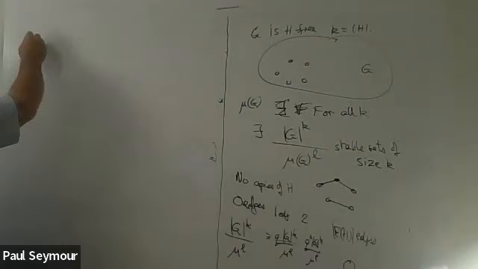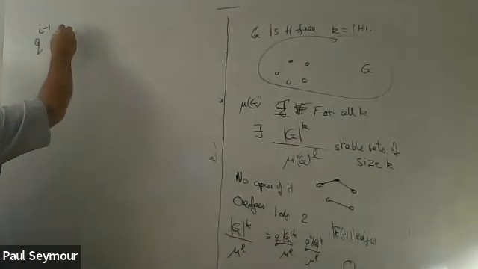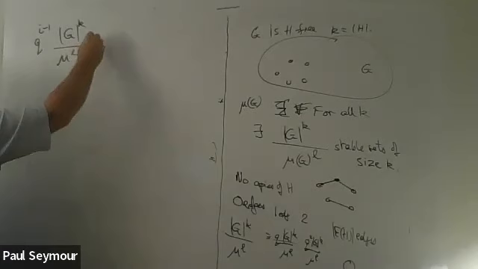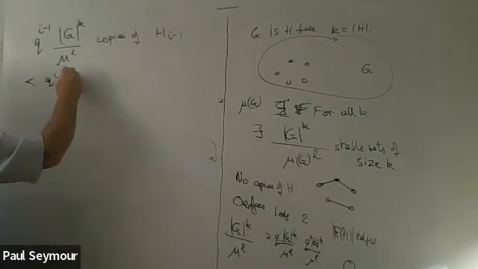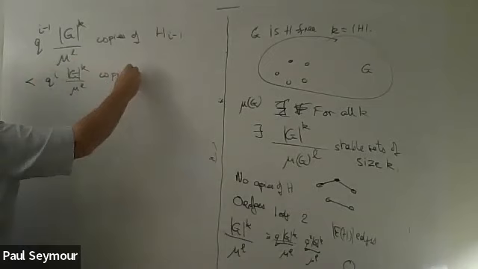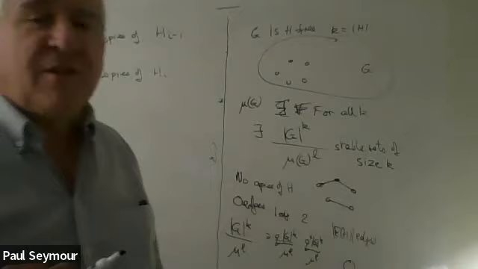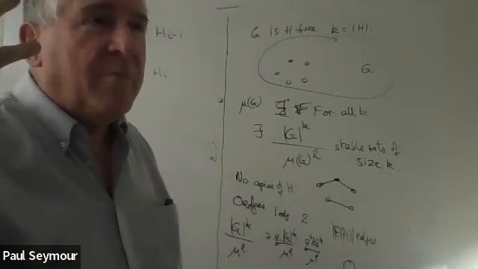Let's say I've got q to the i minus one times this constant g to the k over mu to the l, which is just being carried along, copies of H_{i-1}, and fewer than q to the i times g to the k over mu to the l copies of H_i, where H_i is the graph H with i edges filled in, and H_{i-1} is the graph H with i minus one. I'm starting with a graph of no edges and filling in edges on the way to making H.